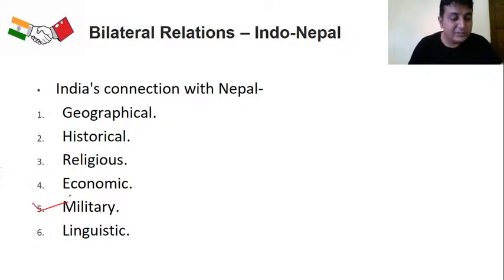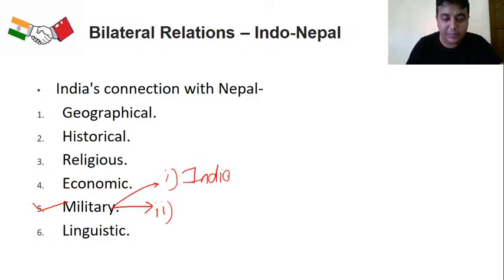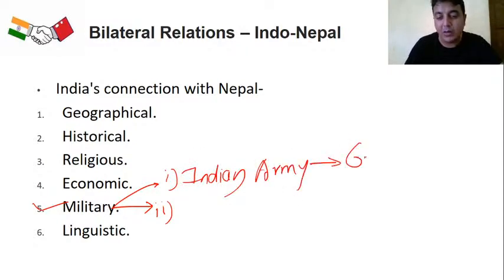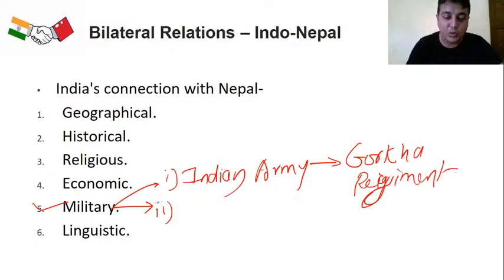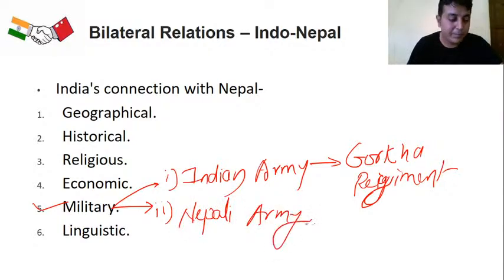Next important thing is military relations with Nepal. These are having two aspects. First aspect is basically the Indian Army, and we have the Gorkha regiment. Second one is the Nepali army. Clear? Yes, Gorkha regiment and Nepali army. These military aspects are having two.